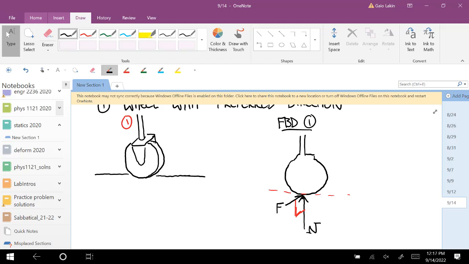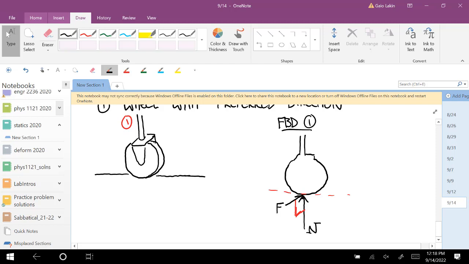Yeah, so until the end of the class, we're not going to deal with coefficients of friction, because it's static friction again, and so it would just give us limits. So we're just going to use it as a fully unknown force in that direction, and we'll calculate the value.